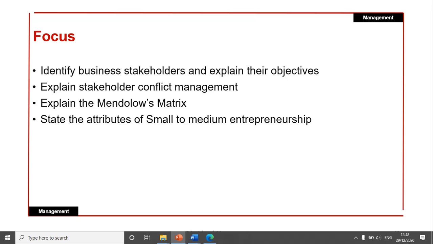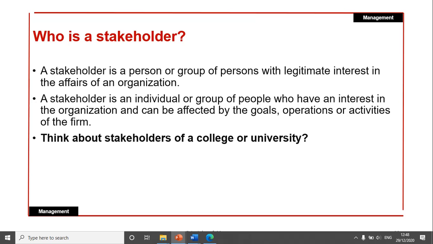But let us get on into it and see what we have today. So who is a stakeholder? A stakeholder is a person or group of persons with legitimate interests in the affairs of an organization. There are so many descriptions of stakeholders out there. I think these descriptions are still acceptable.